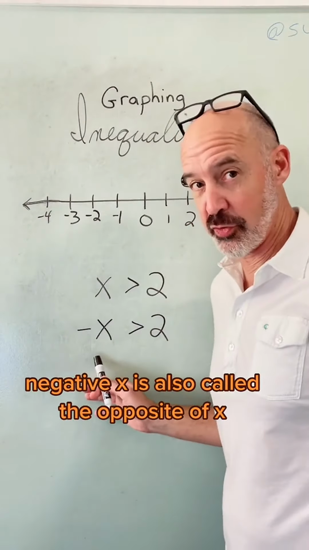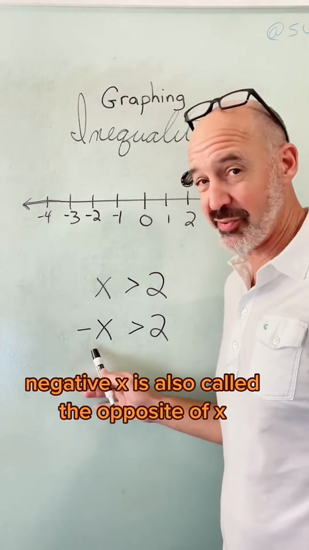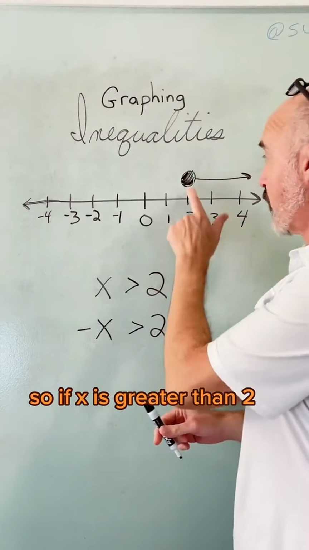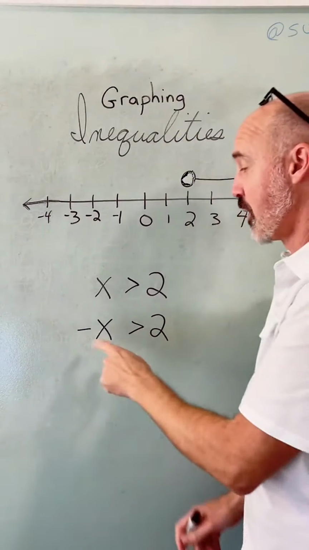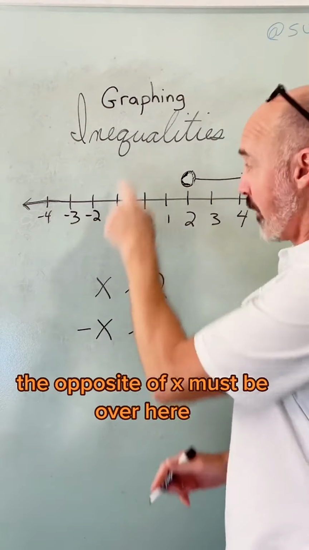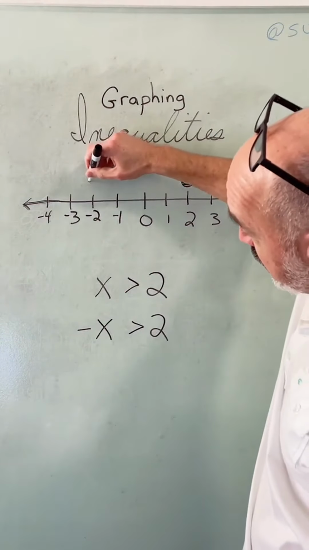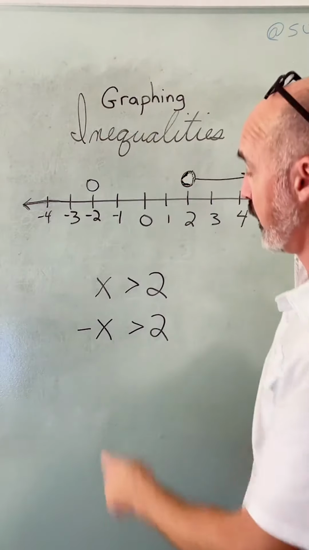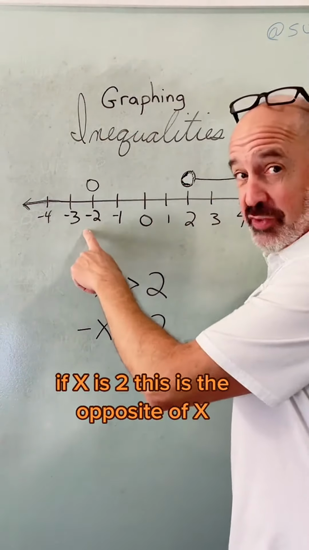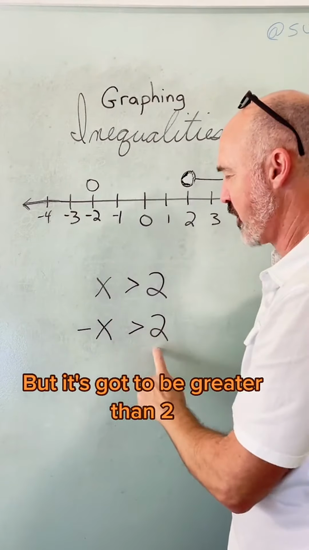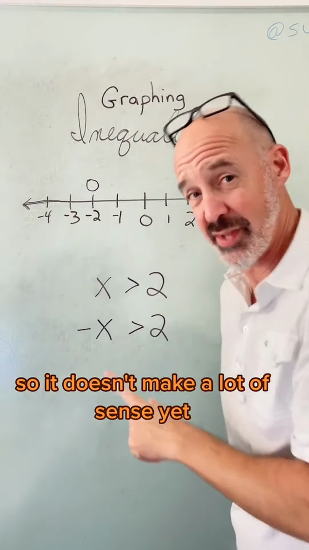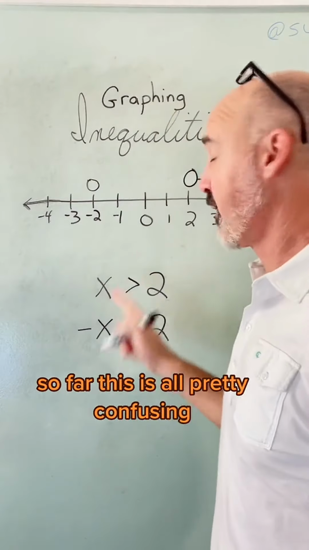Negative x is also called the opposite of x. So if x is greater than 2, the opposite of x must be over here. If x is 2, this is the opposite of x, but it's got to be greater than 2. So it doesn't make a lot of sense yet. So far, this is all pretty confusing.